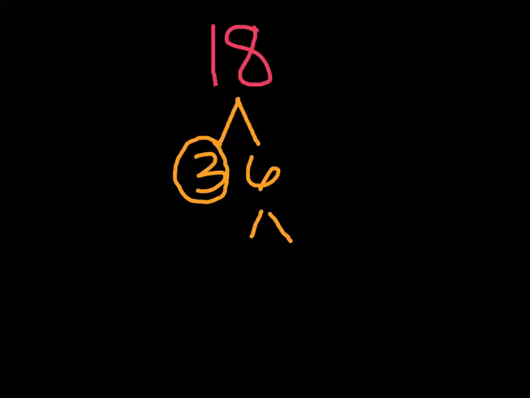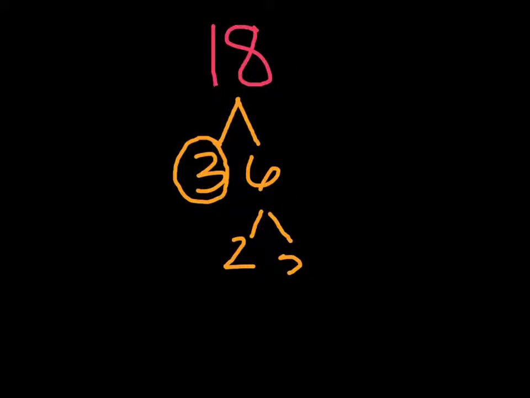Okay, go ahead and try this one on your own, pause it, solve it, and then come back and compare answers. Okay, so if I have 18, I could break it up into 2 and 9, or 3 and 6. I'm going to break it up into 3 and 6, because 2 times 9 and 3 times 6 both equal 18. 3 is prime, so I can circle that. 6 is not, but two factors of 6 are 2 and 3.